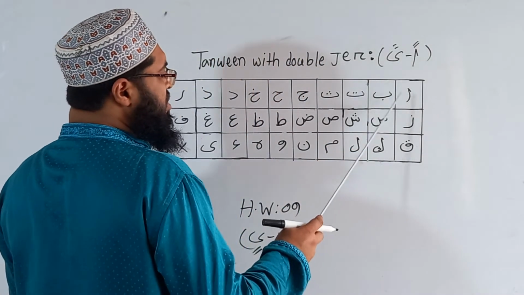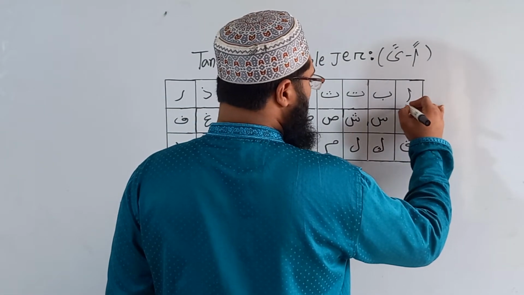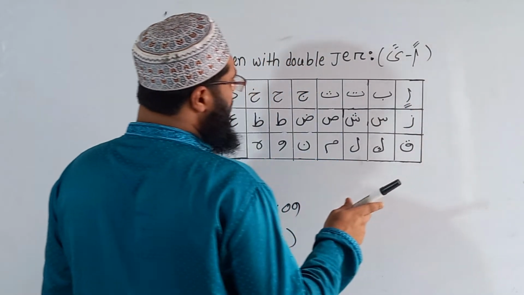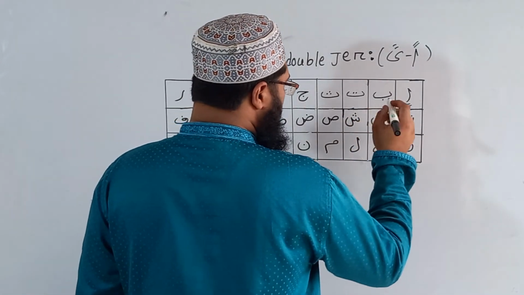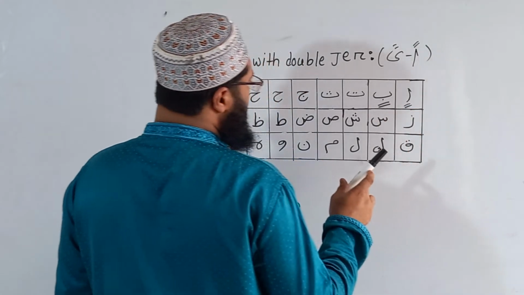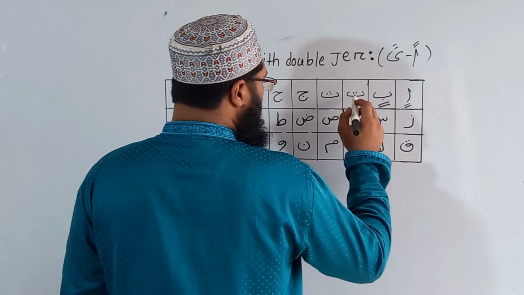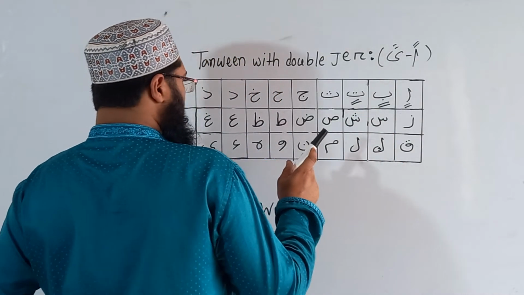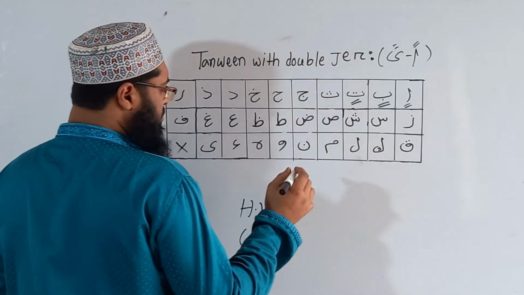My dear students, this one is Alif, you know that. Now I am giving double Zer under the Alif, and now we have to pronounce this one Hamza Dui Zer In. And this one is Ba. Now I am giving double Zer under the Ba, and you have to pronounce this one Ba Dui Zer Bin. After giving double Zer under the Ta, you have to pronounce this one Ta Dui Zer Tin.